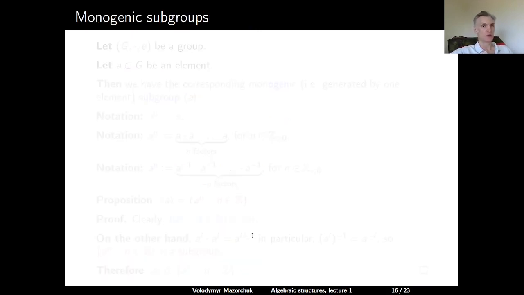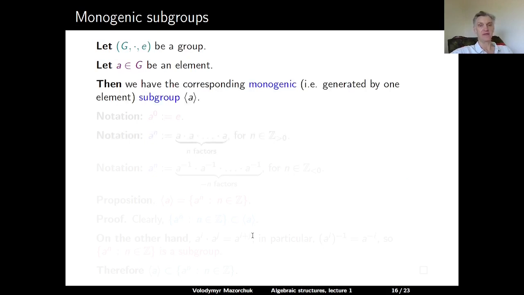Now we can talk about monogenic subgroups. Let G be a group and a an element in G. Then we have the corresponding monogenic subgroup. Monogenic means generated by one element, that is, the subgroup generated by this element a. So this is the minimal subgroup of G which contains the element a. Let us introduce the following notation. a to the power 0 is defined as the identity.